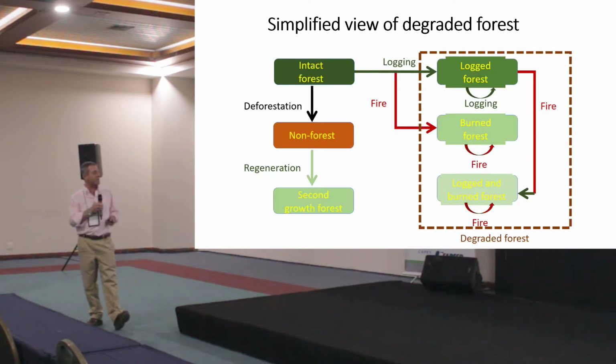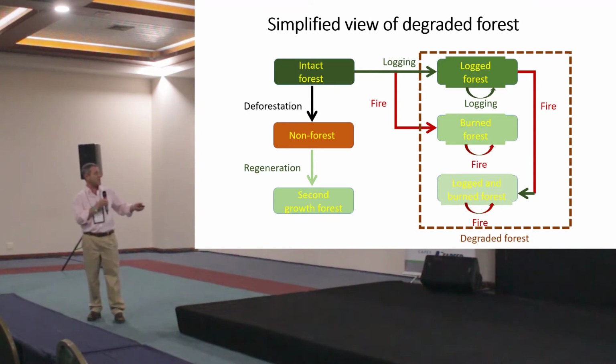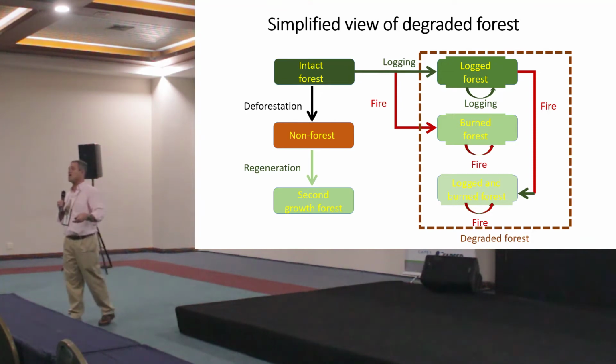Where does that change come from? In the Brazilian Amazon, intact forest is degraded usually by two pathways, logging, fire, and also by deforestation. Deforestation leads to non-forest areas, regeneration into secondary forest. It also leads to the creation of edges and fragmentation that itself can lead to degradation processes.